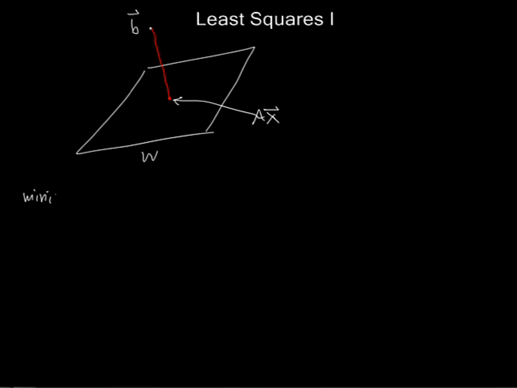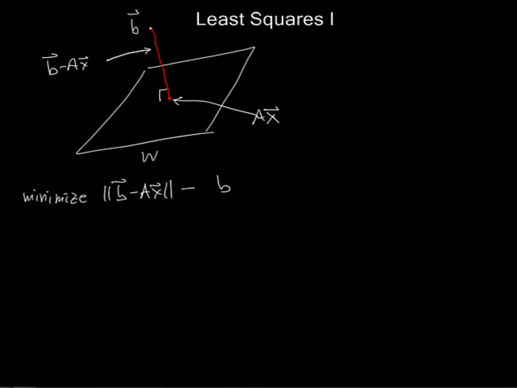So it's very similar to what we did before, except we're projecting onto a plane instead of a line. So how do we do that? How do we minimize this distance from b to Ax? All right, well, something really neat happens here.